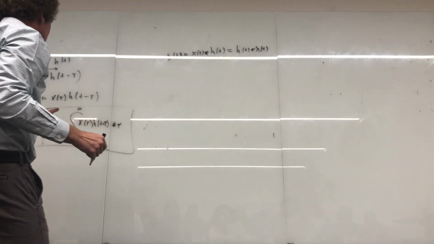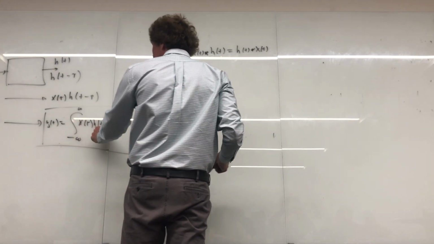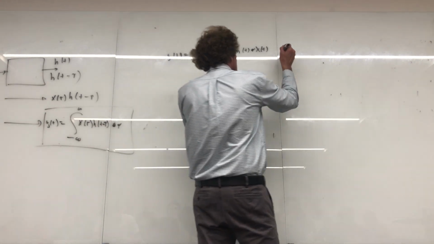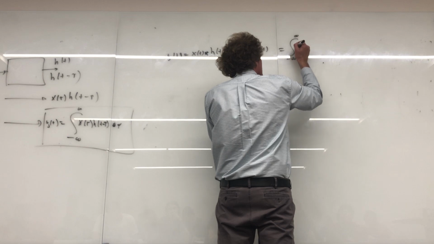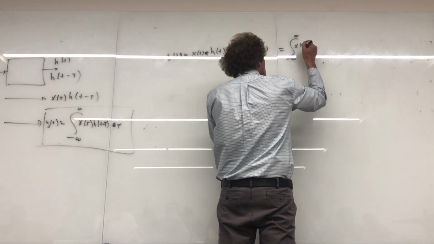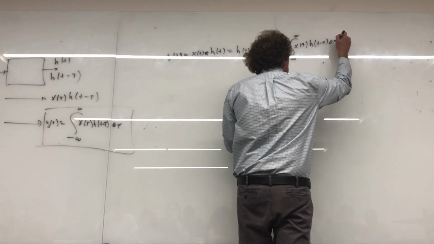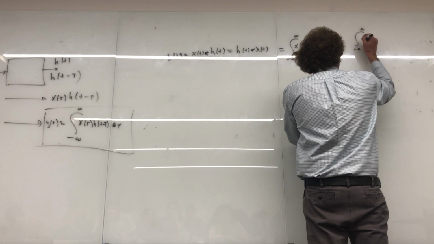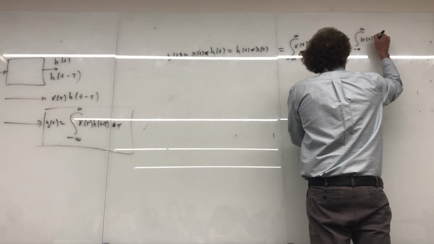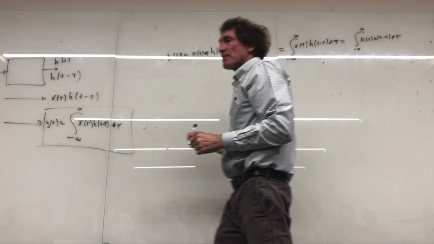And what that means is, the order that this is, you could put h of tau here and x of t minus tau. This could all be equal to the integral from minus infinity to infinity of x of tau times h of t minus tau d tau. Or it could be the integral from minus infinity to infinity of h of tau times x of t minus tau d tau. Either one will work.